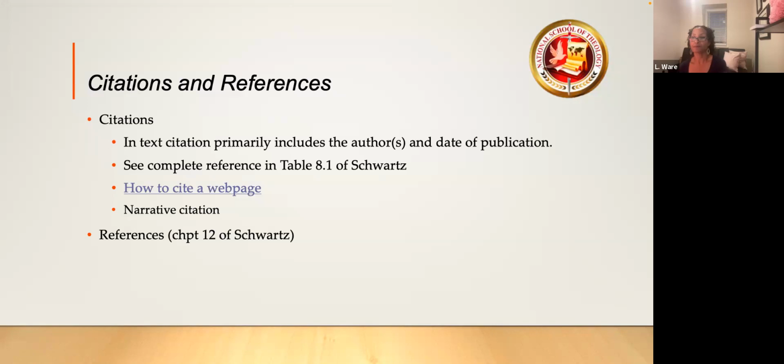There's a whole reference chart in your Schwartz text. It's in chapter 8, table 8.1. I've got a little bit of that on the next slide here, but you want to make sure that you're properly citing your references. We talked about this last week and I believe the week before, but this is just to reiterate exactly how to do your citations. And if you look at chapter 12, same book, you'll see how to actually do your references.